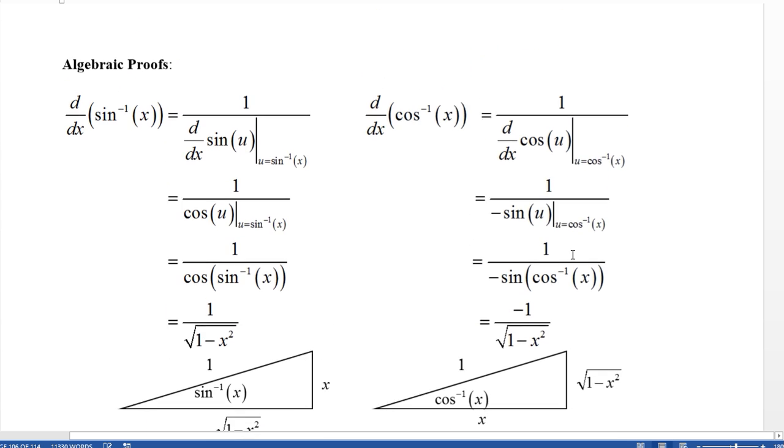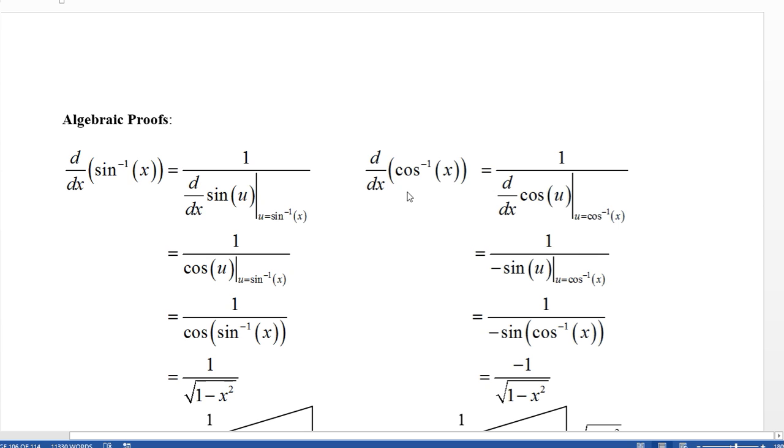Okay, now let's actually derive the formula for that red graph. Very similar to what we did over here for the derivative of the arc sine. You take the derivative: it's 1 over the derivative of the cosine, the inverse function of this. These are inverse functions if we restrict our attention to the right x and y ranges there. So this is 1 over the derivative of cosine of u, but you evaluate that at u equals cosine inverse of x, or inverse cosine of x.